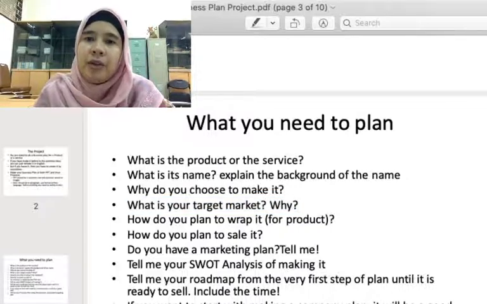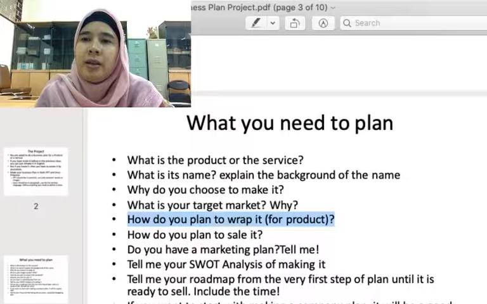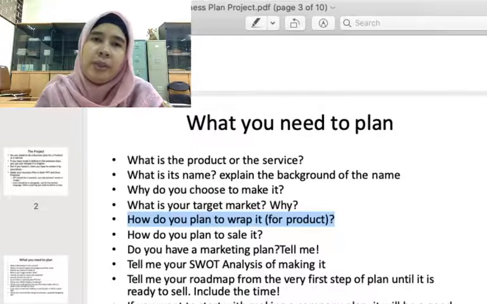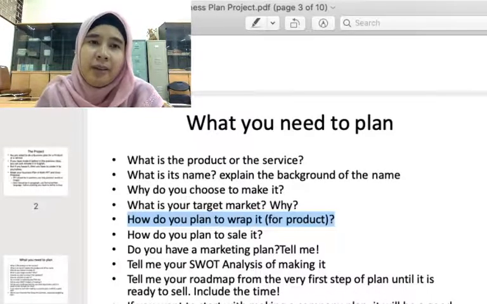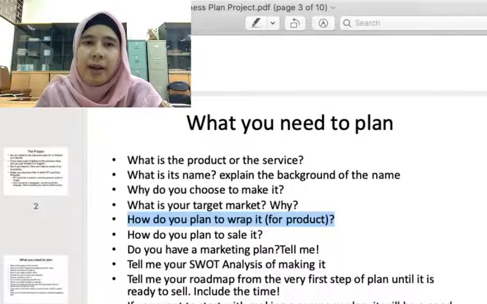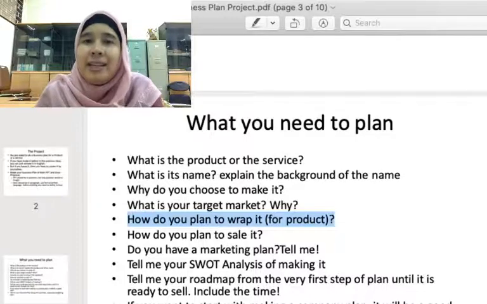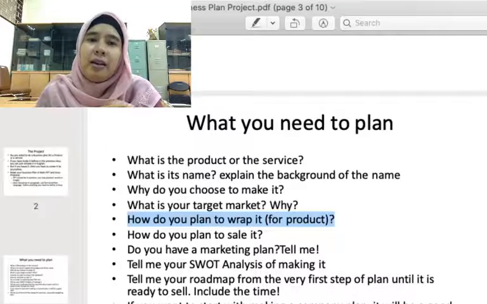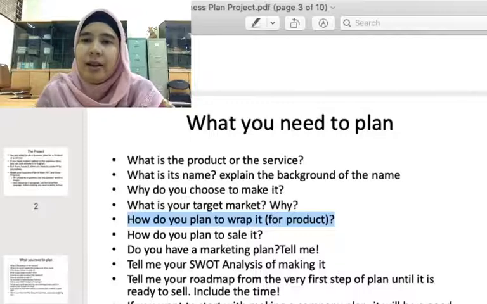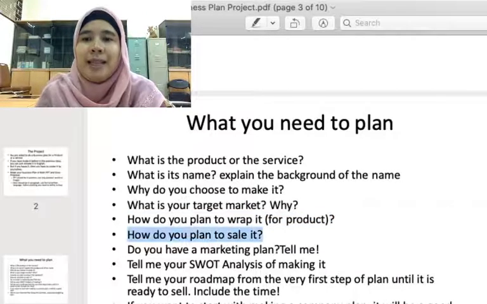Okay, next, how do you plan to wrap it? If it is a product, the wrap here is the packaging. Okay, bungkusannya. What kind of package do you want to cover the product with? Okay, saya tidak mau melihat any kind of product which is naked. Harus ada bungkusannya. It should be wrapped up, covered. And then you have to choose what kind of package should cover that kind of product. Okay, next, how do you plan to sell it?